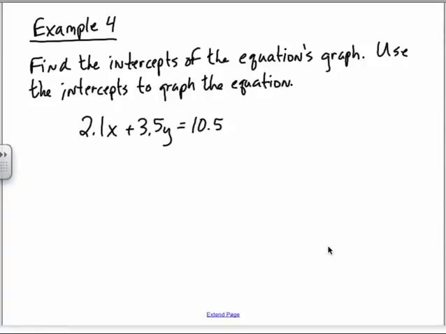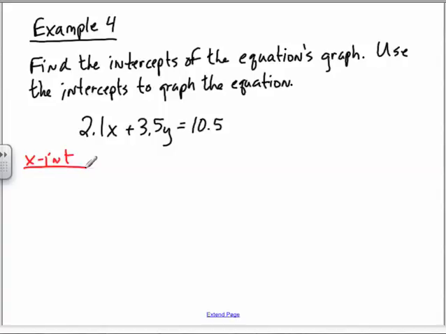Example 4. Oh, look, they are trying to trick us because they put decimals in the equation. I wonder if I do it differently. No, I do it exactly the same way. Alright, so I'm going to use my red pen here and look for the x-intercept.